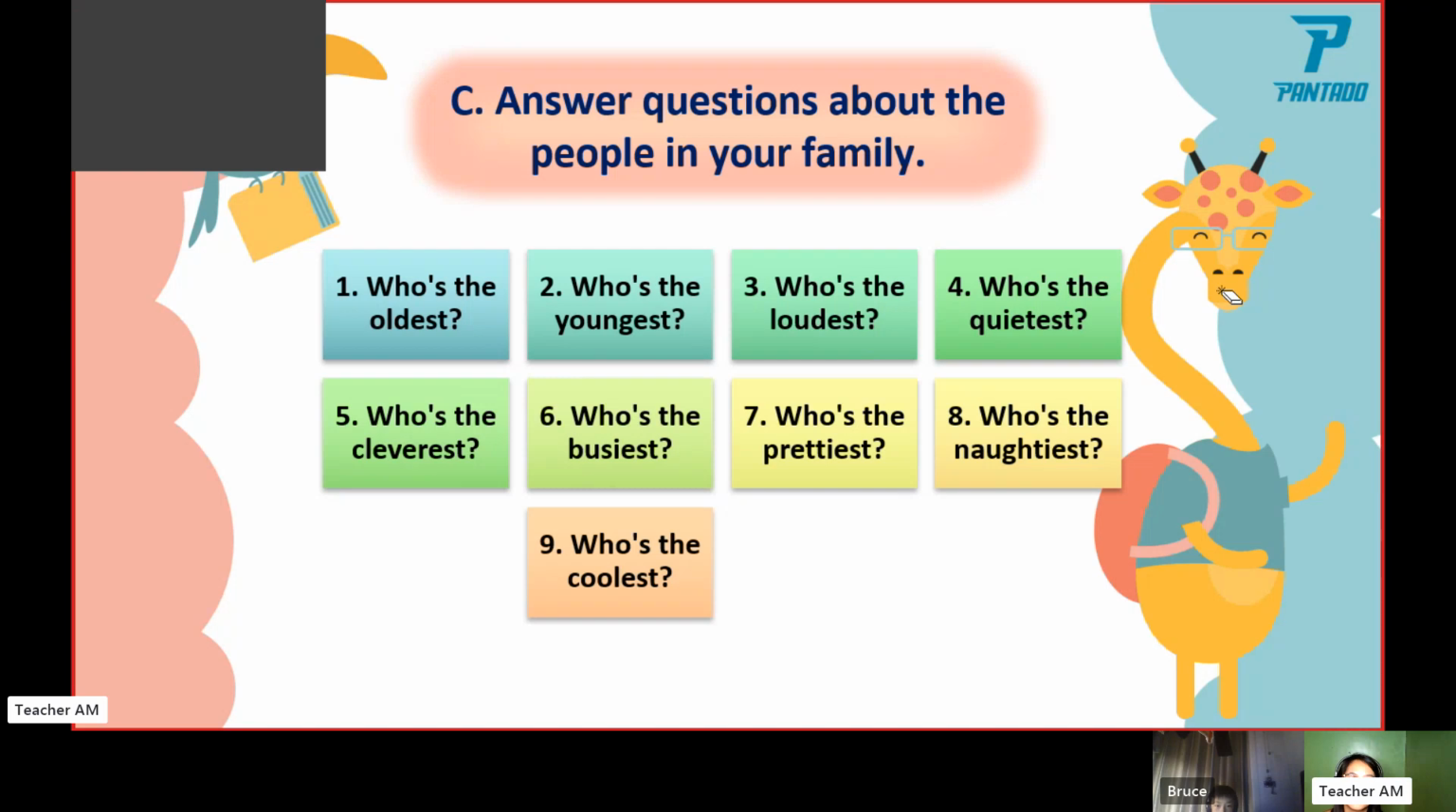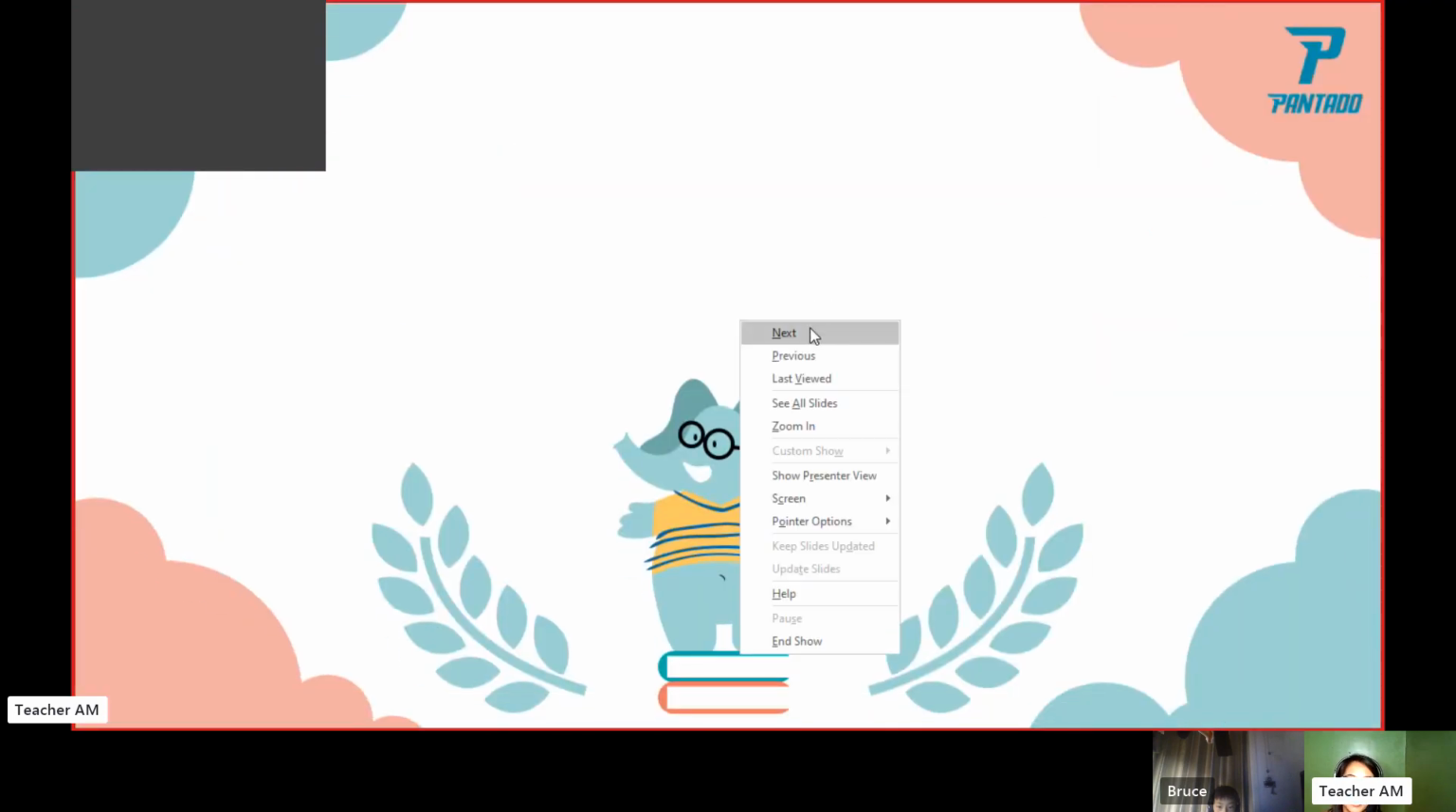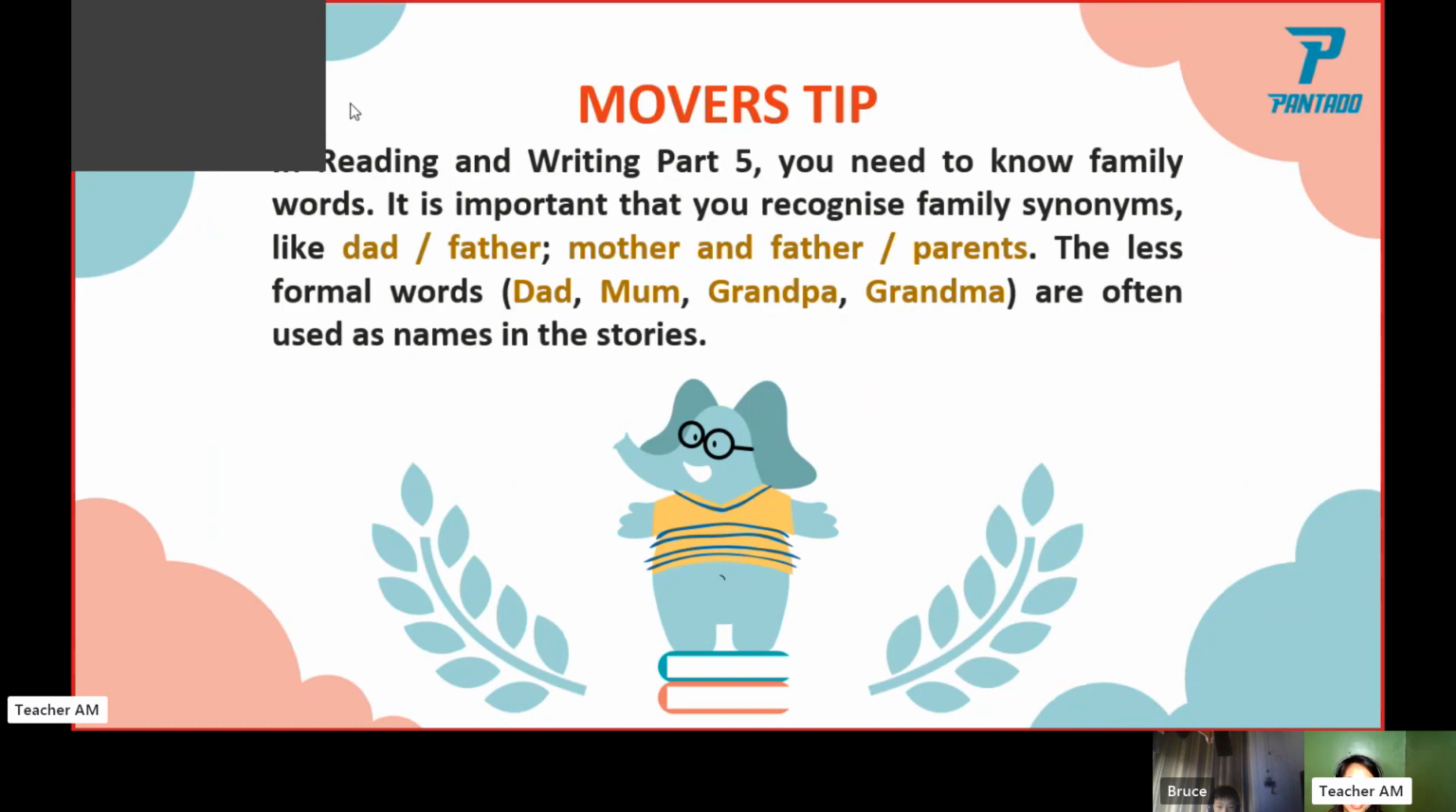Okay, so who is the coolest? What is coolest? Like, in Chinese, this is coolest. Cool. Coolest. 最酷. My father. Okay, very good. Now, lastly, who is the silliest? My mom. Okay, so thank you for answering my questions, Bruce. Can you please read the mover's tip in reading and writing part 5?